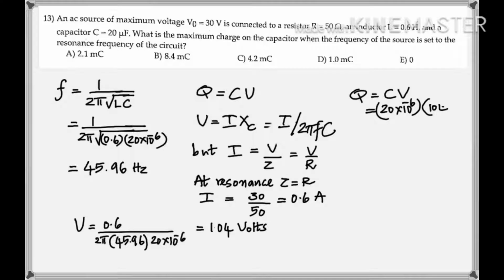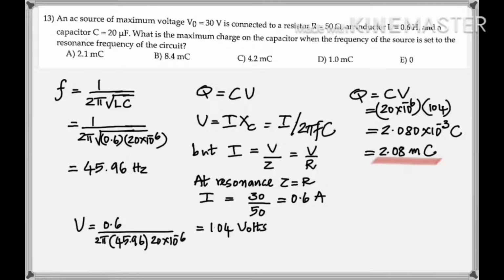And then to find the charge, I mean, just multiply the capacitance with the voltage, which is 104. So 20 microfarad multiplied by the voltage, 104, gives you the charge on the capacitance, which is 2.080 times 10 to the negative 3 coulombs, which is 2.08 millicoulomb.